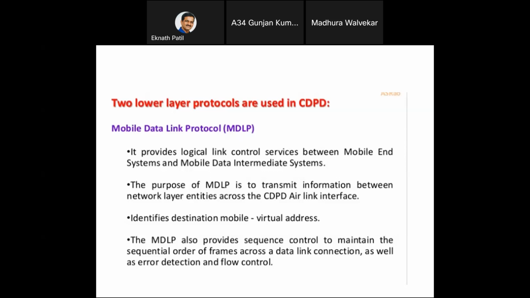So it is the logical control only. It gives the information between the network layer entities to the CDPD layer interface and identifies the destination mobile virtual address. MDLP provides sequence control to maintain the sequential order of the frames across the data link connection, as well as error detection and flow control. So these are the things for the data link layer of this particular CDPD, that is the mobile data link protocol.